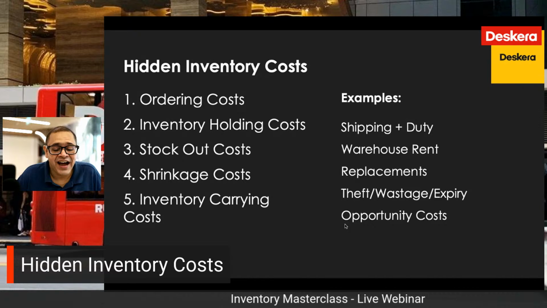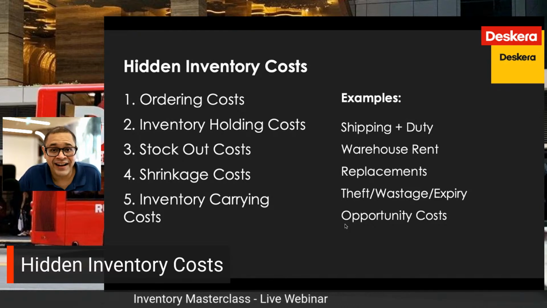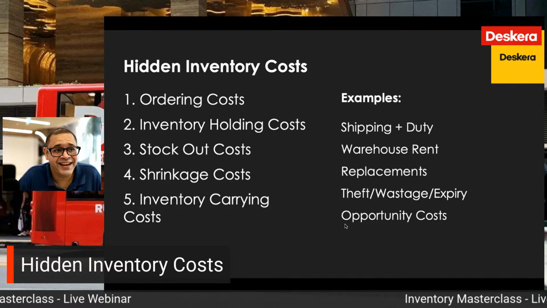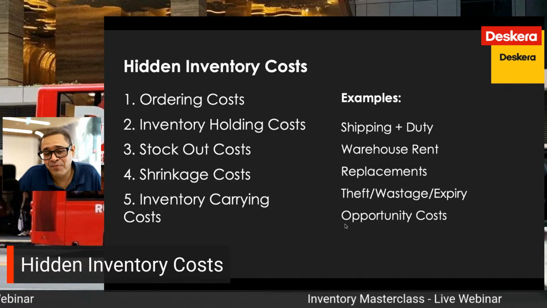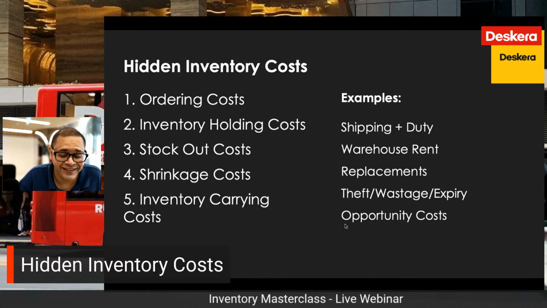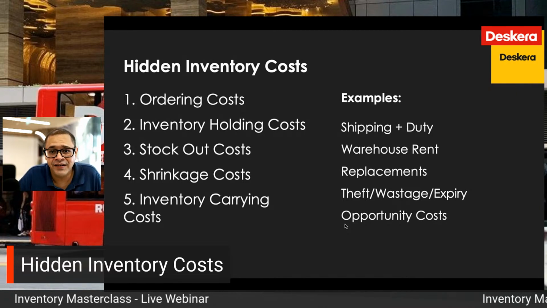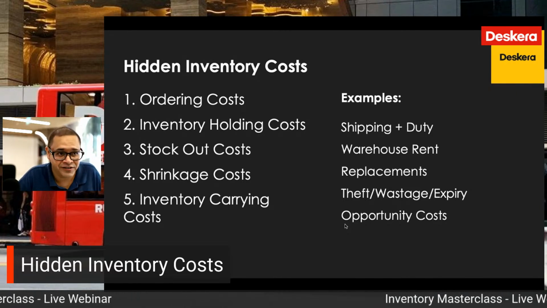costs and how to identify and track them, or at least take the first step in acknowledging that, okay, these costs exist and I need to account for them in my books and in my inventory cost calculation and my cost of sales or cost of goods sold calculation. And then we will be talking about how to control these costs.